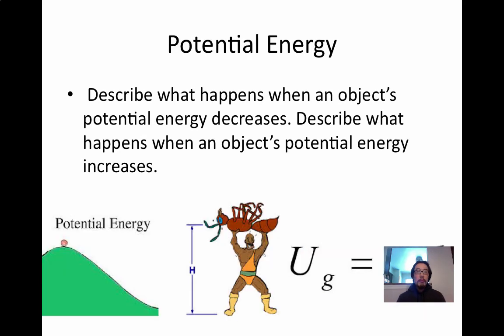Okay. Potential energy. Describe what happens when an object's potential energy decreases. So when an object's potential energy decreases, if we take a look at the equation here, in order for the object's potential energy to decrease, assuming that the mass is the same and gravity is the same, the height must decrease. So when an object falls down.